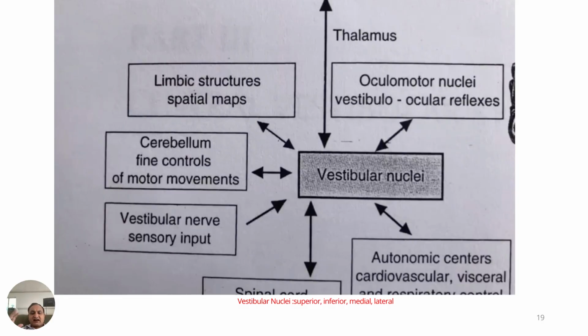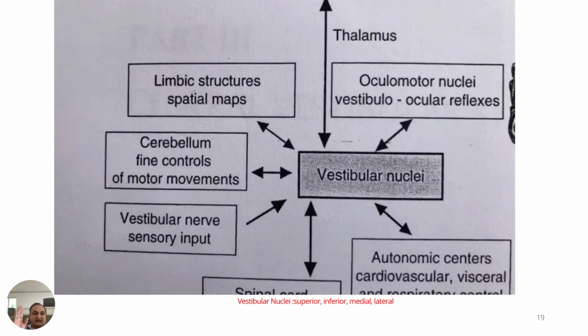So, after the head movement, when this impulse finally relays in the vestibular nuclei, there are 4 vestibular nuclei: superior, inferior, medial, and the lateral. From there, the impulse goes to the extraocular eye muscle nucleus in order to coordinate the movement of the eye. If it is for the horizontal canal, it goes to the abducent nucleus of the opposite side, from where it goes to the lateral rectus of the same side as that abducent nucleus, and it crosses back to the right side again and supplies the medial rectus.